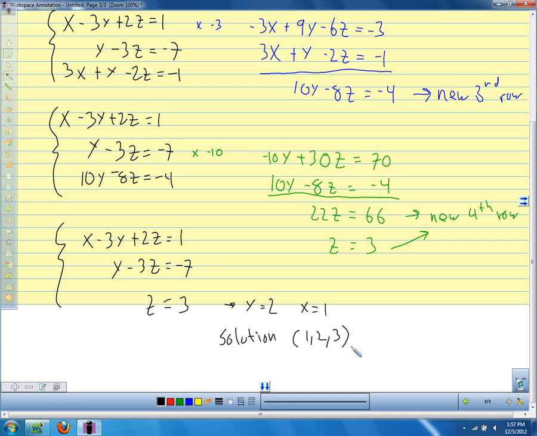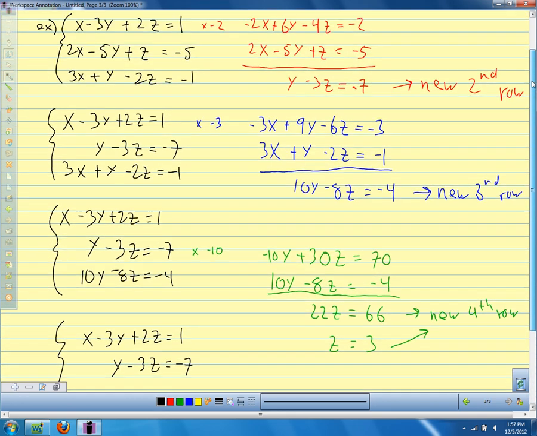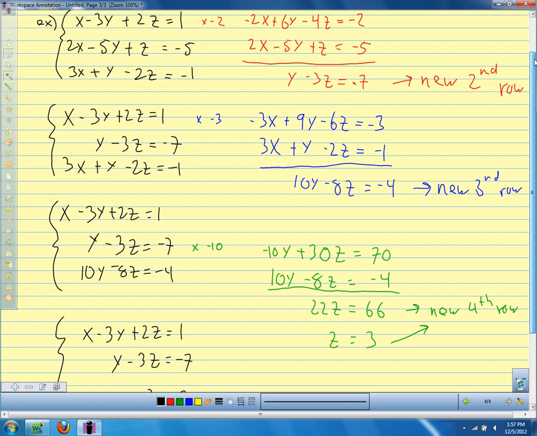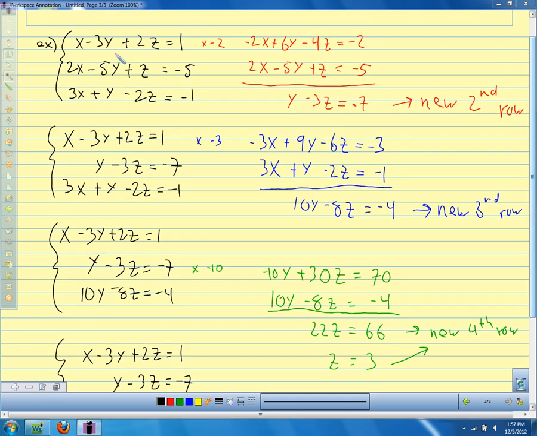Questions on what we did here? Again, I want to re-emphasize, when we have a solution, this solution is going to make all three of the equations true at the same time. So if I plug this ordered triple into my original equations 1, 2, 3, each of the three equations should be true for my solution. If I plug that x, y, and z back into my original system, each of those equations should be true.